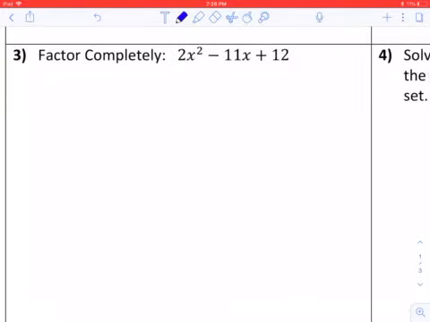Number 3, factor completely again. So same deal, let's find a GCF. I look at this and I'm like, hey, maybe I could divide by 2, but then 11 can't be divided by 2. So there's actually not a GCF in this question, which means we're going to have to do this the long way using the AC method. So A times C, my A value is a 2, my B value is a negative 11, and my C value is a 12. So A times C, that's 2 times 12, which equals 24.